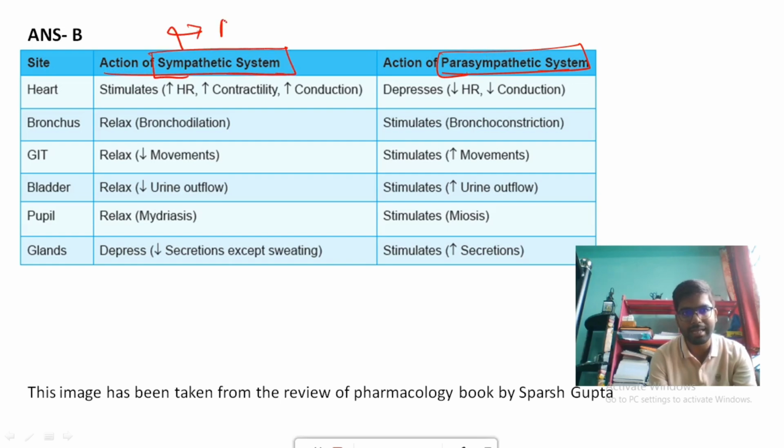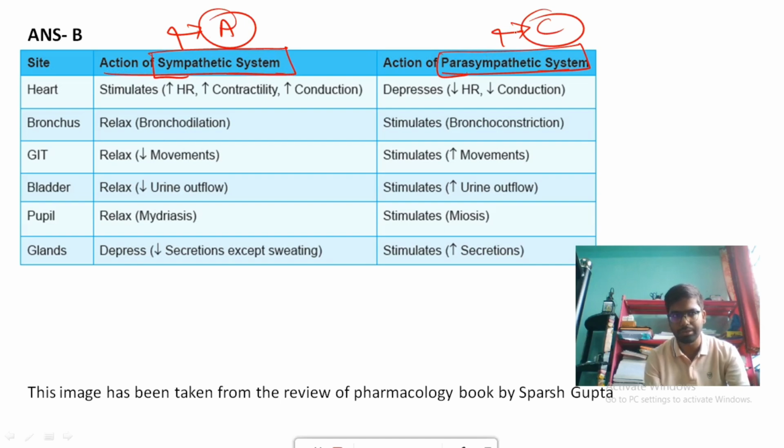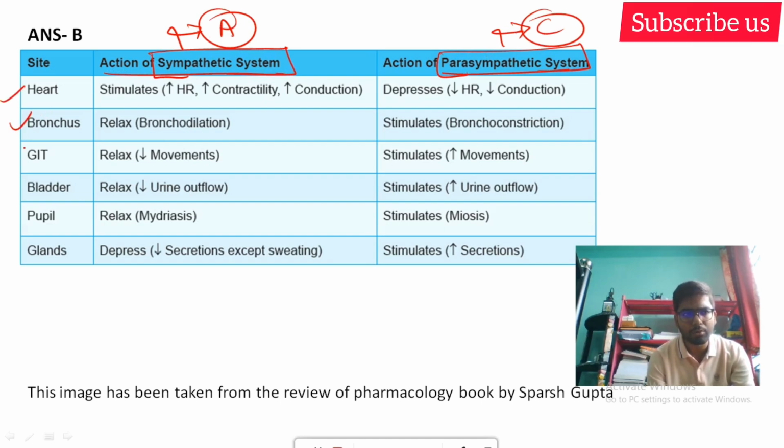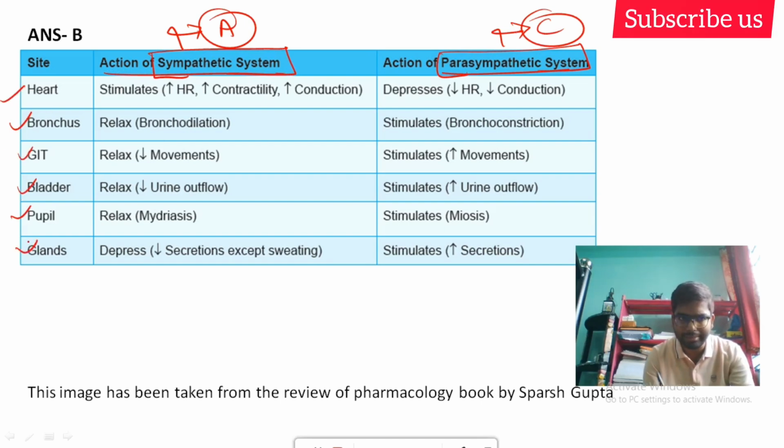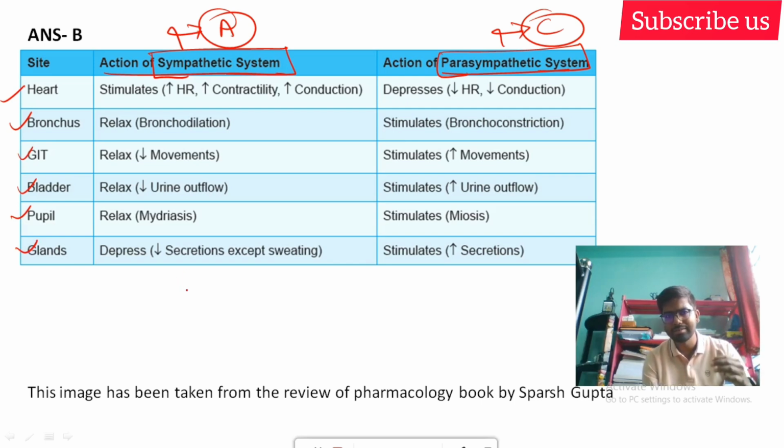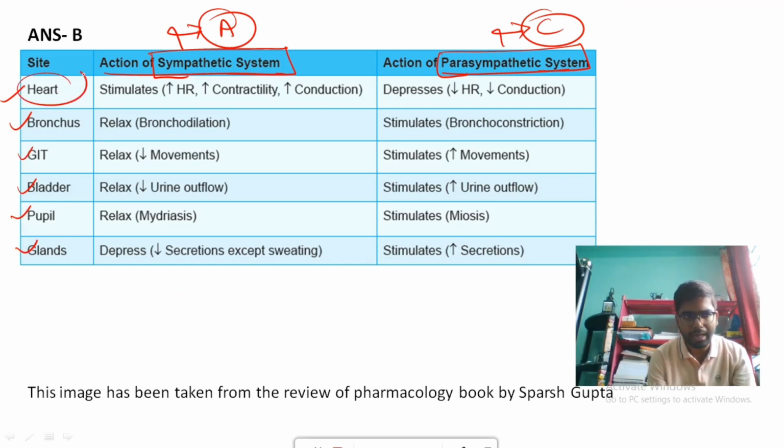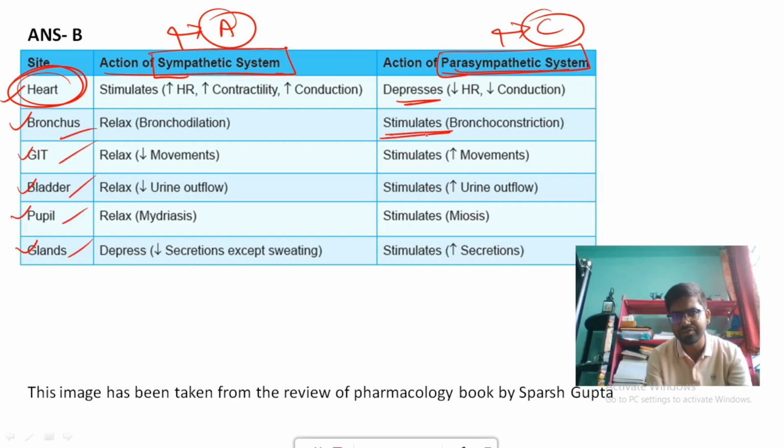Sympathetic system means adrenergic system, and parasympathetic means cholinergic system. So heart, bronchus, GIT, bladder, pupil, glands. Among these six sites, only on the heart does the parasympathetic system have a depressing effect, whereas in case of bronchus, GIT, bladder, pupil and glands, it all stimulates.